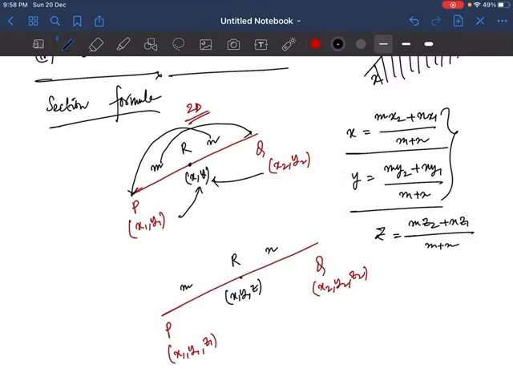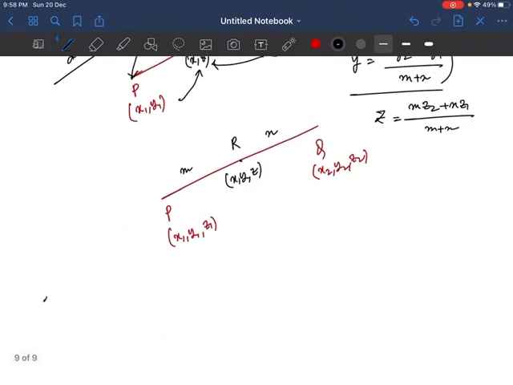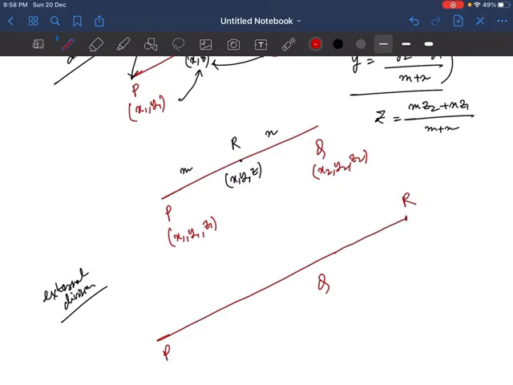Now, another thing: this formula is for internal division. There are 2 types of division. The other one is external division. External division basically means what? Suppose we have a line PQ and there is another point R which is outside the line PQ, and what is the ratio in which R divides the line PQ?